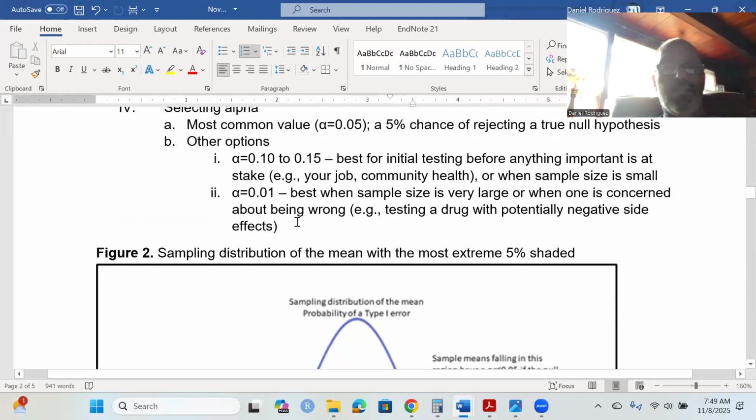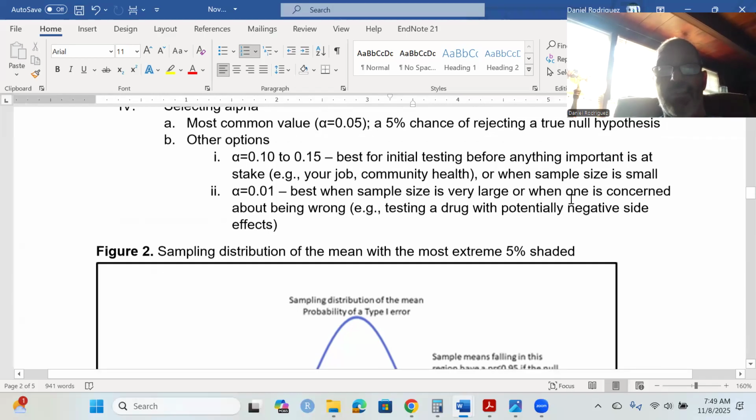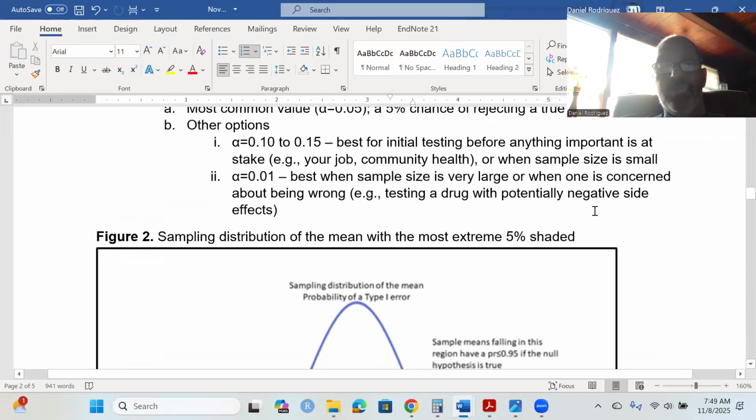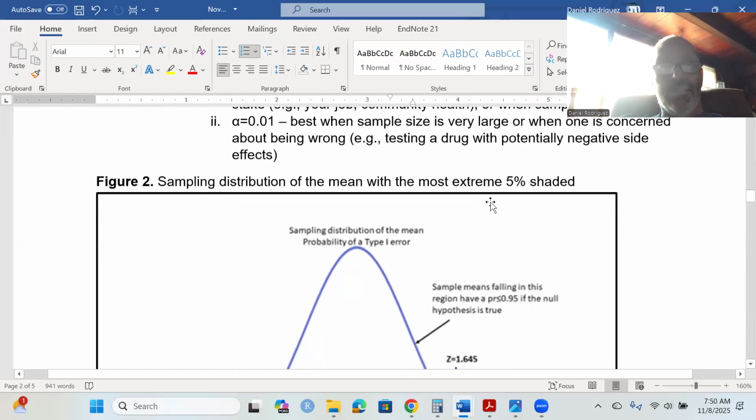We use an alpha of 0.01 when our sample size is really, really large because it's so easy to reject a false null hypothesis, to the point where we reject everything. And sometimes we reject things that are not really meaningful. So when our sample size is really large, we tend to shrink our alpha. And if we're worried about the ramifications, like that drug test I mentioned, we could shrink our alpha. We want to be really, really sure. There's always consequences to all of these decisions.